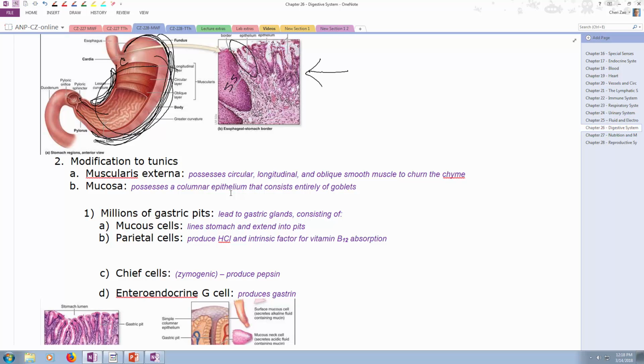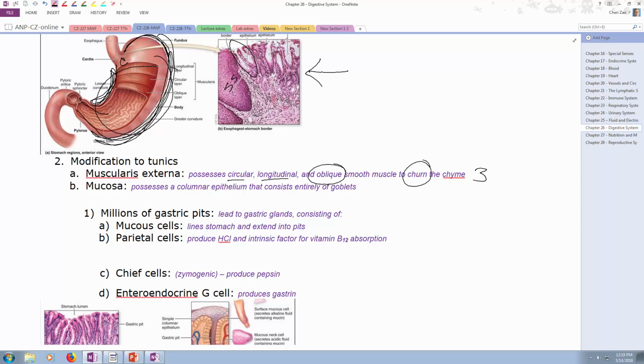Let's take a look at the modifications that were made to the tunics of the stomach. And remember, tunics are layers or coats of the stomach. In the muscularis externa, we still have our circular and longitudinal layers, which are the two that we've talked about previously. But the stomach is unique in that it has a third layer. So there are 3 muscularis externa layers, as we have an oblique layer. And this is designed to help the stomach churn. So the stomach not only does segmentation and peristalsis, the stomach acts like a churn to help make that acidic chyme.